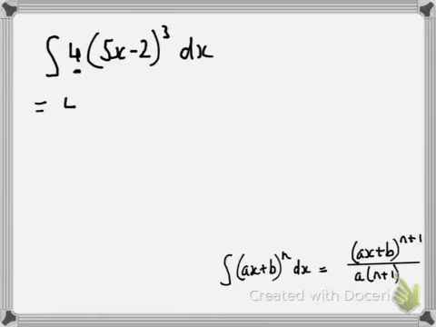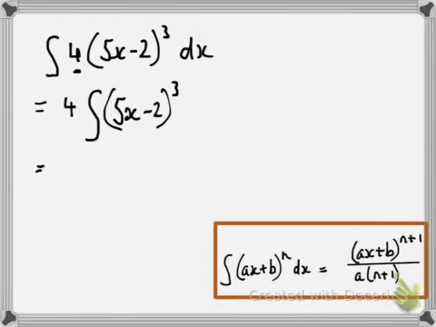a function, we can put that 4 out the front, and go 4 times the integral of (5x minus 2) to the power of 3. So that separates the 4 out. Now, how do we do this integral of (5x minus 2) to the power of 3? Look at this rule here, guys, down the bottom right-hand corner. Let's take it slowly. It's the integral of (ax plus or minus b) to the power of n dx. So let's follow it through.